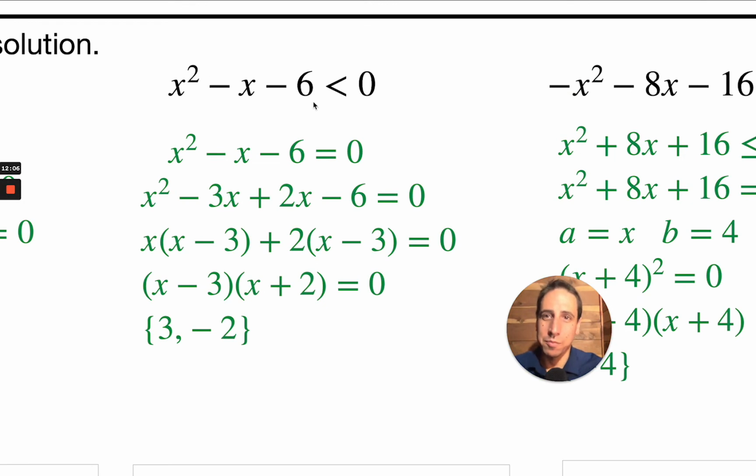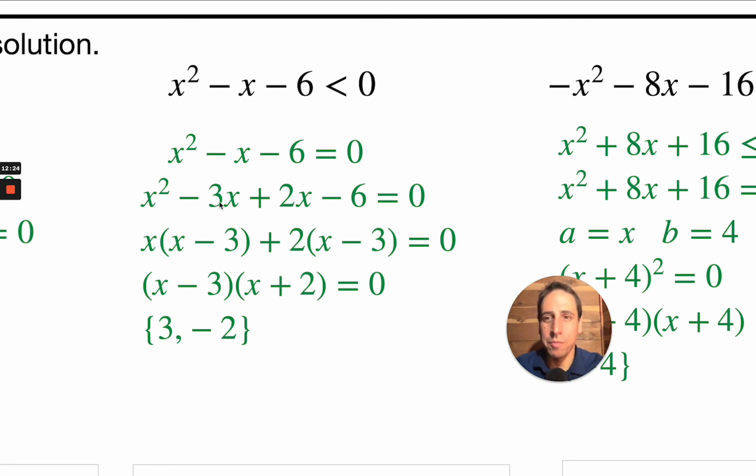X squared minus x minus 6 less than 0. Well, as before, let's turn it into an equation first and solve it. We're great at solving equations. We've got so many tools. I'm going to split the middle again, because factor pairs that multiply up to negative 6 and add up to negative 1 are negative 3 and positive 2.